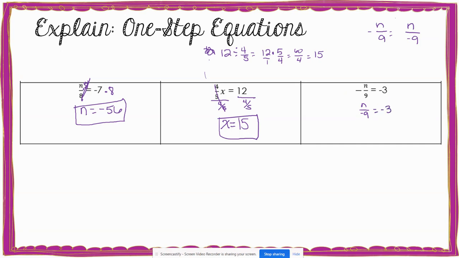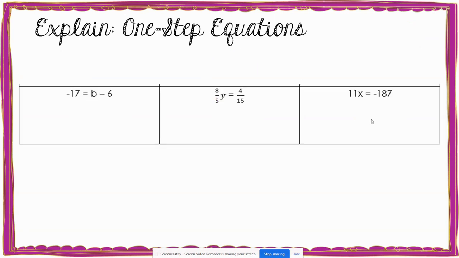Now to get rid of -9, I'm going to need to do the inverse of dividing, which is multiplying by -9 on both sides. These would cancel to leave me with n equals, and then -3 times -9 is positive 27. So my solution is that n equals positive 27. Now you do the last row of one-step equations.